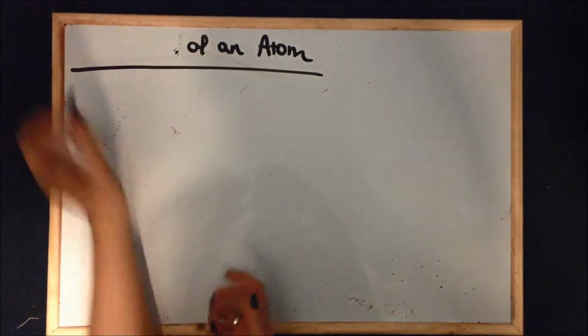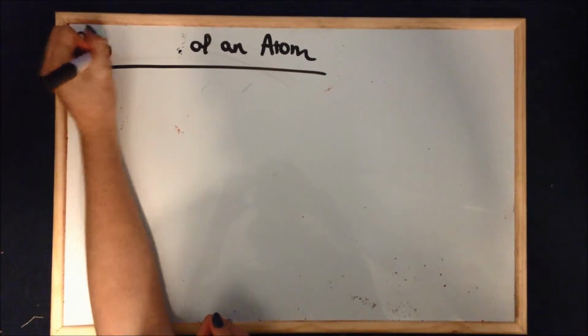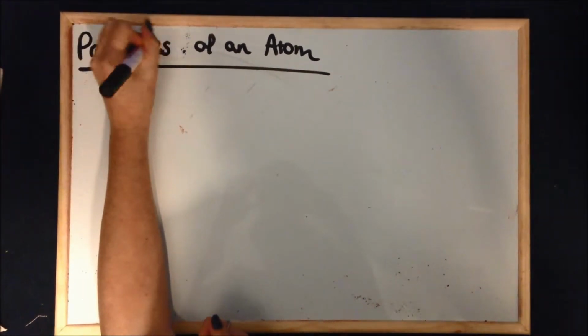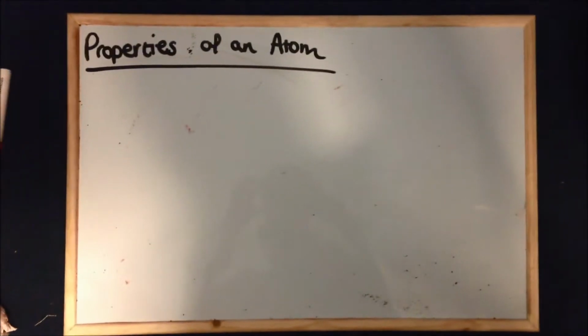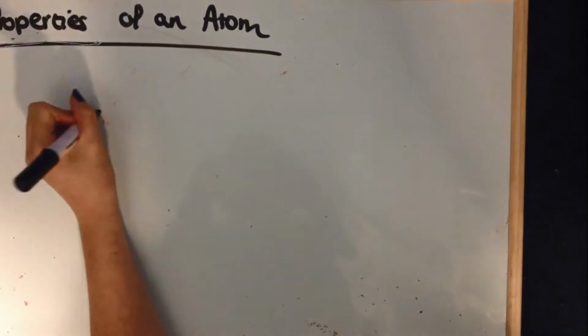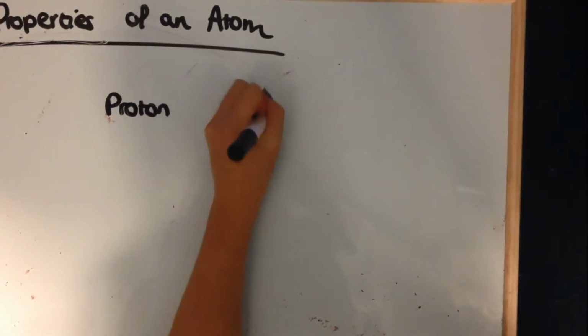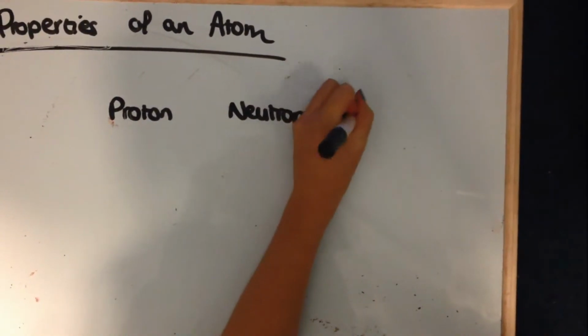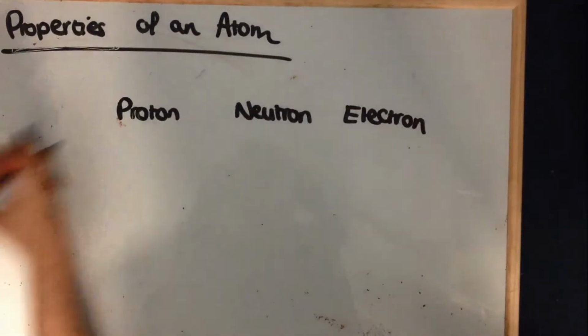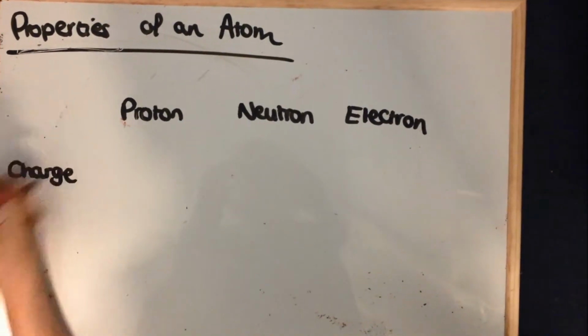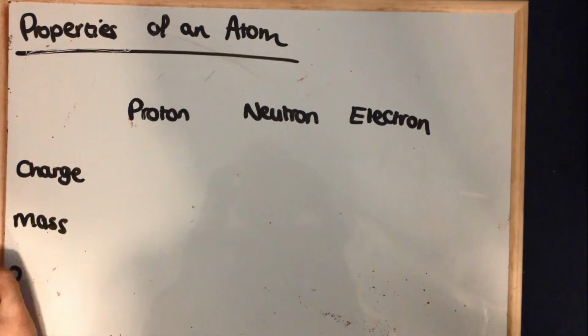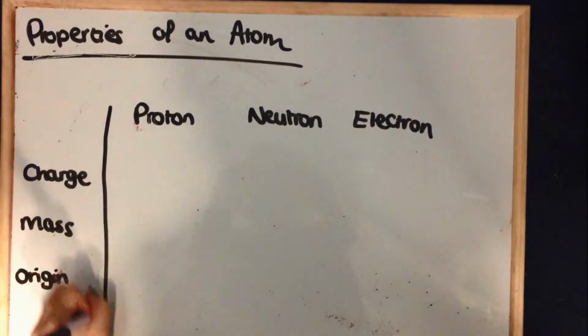Now we're going to look at the properties of each particle that make up an atom. There are 3 characteristics by which you can distinguish each particle, as you'll see below in the table. The first of which that we're going to discuss is the charge of the particle. Each particle carries a charge, and each of the 3 is different. The second one is the mass of the particle, and finally it is the origin.